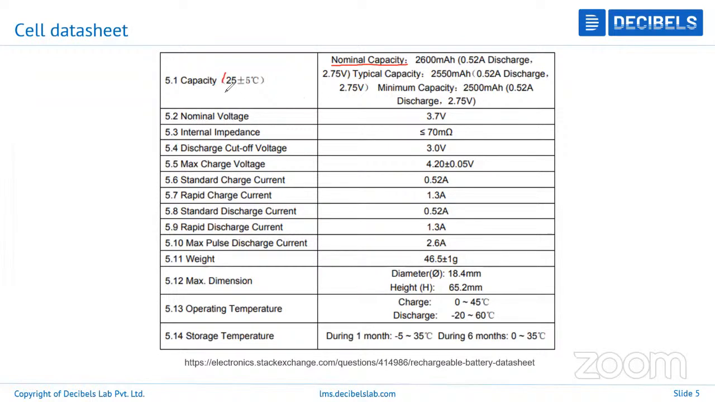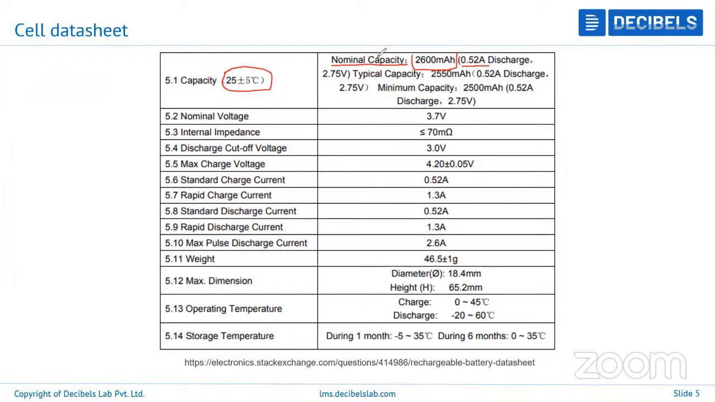Okay, so here you can see this is the rated temperature at 25 degrees Celsius, room temperature, and this is the standard current at which it has been discharged. So if you discharge this particular cell at 0.52 amps, then it would give you a capacity nearly close to 2600 mAh. So that's what we understand by nominal capacity.